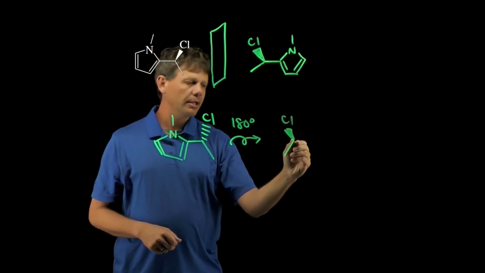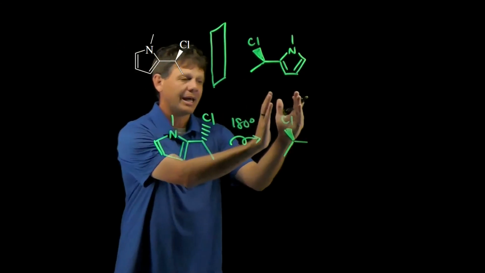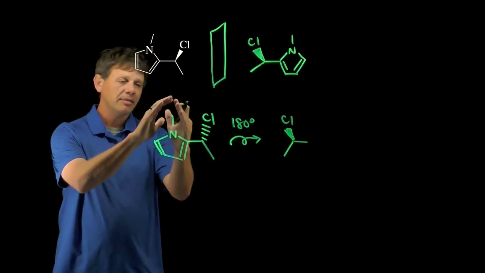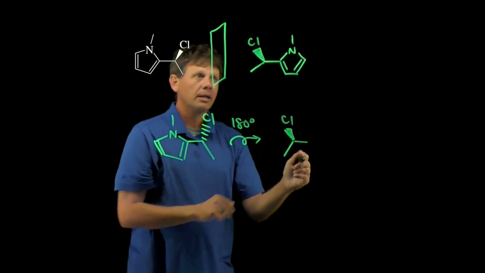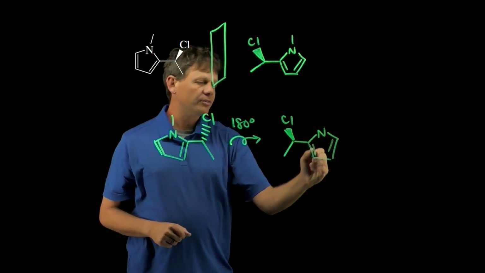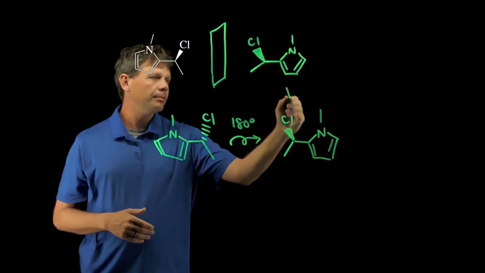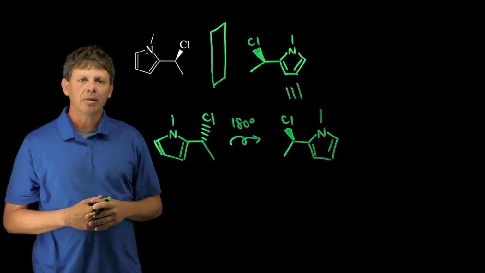And so we can show that by drawing the chlorine here. All of this was on the right side of the molecule. Now it's all on the left side of the molecule. This ring was on the left side of the molecule. Now it's going to be on the right side of the molecule. And what you notice when we do both of those things is that we've generated the same molecule.